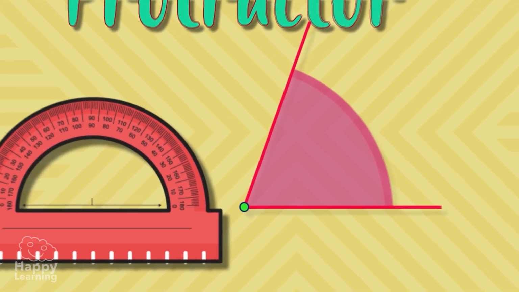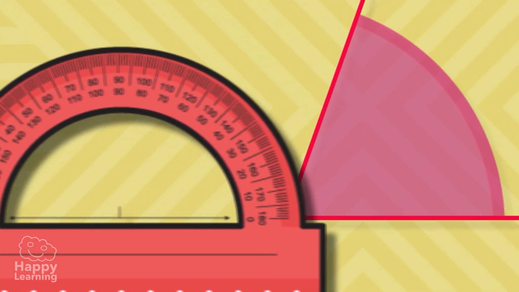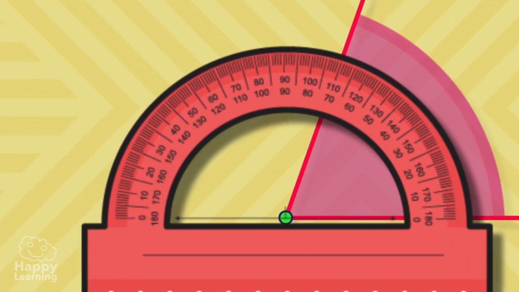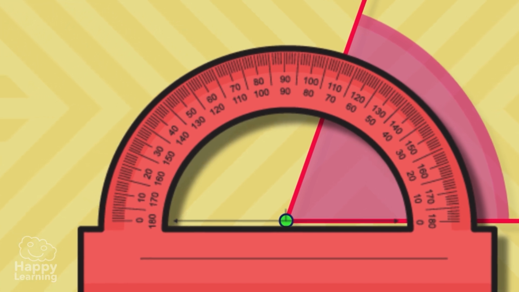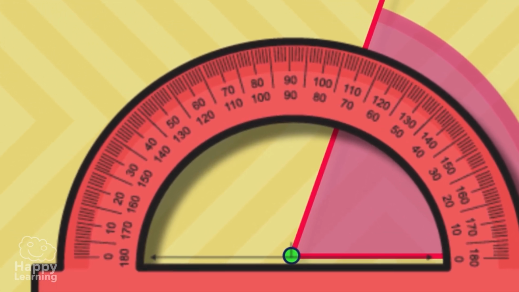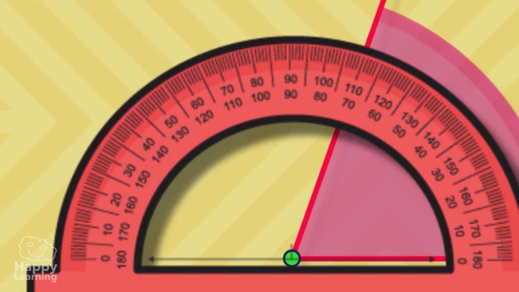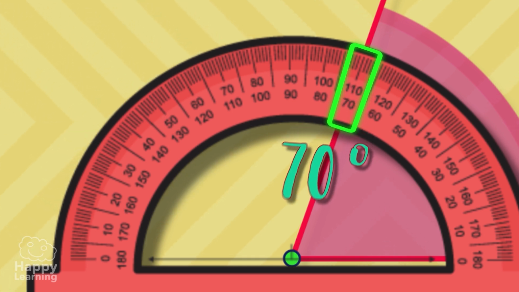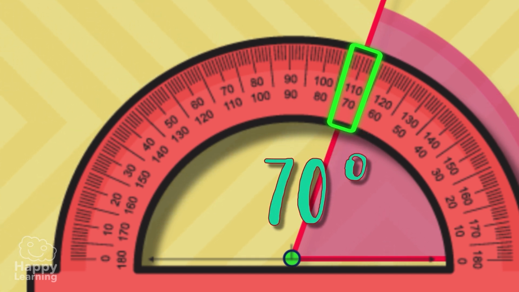So, we need to place the straight part of the protractor over one of the sides of the angle, making the vertex and the central point of the protractor meet. After this, we need to look at the protractor line on the other side of the angle and look at what number it says. These are the degrees that an angle measures. Easy peasy, huh?